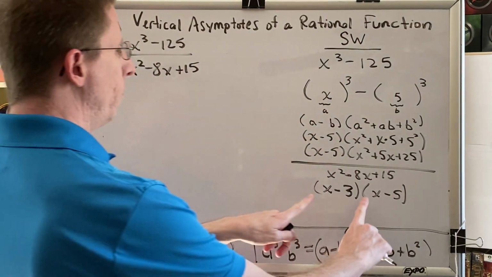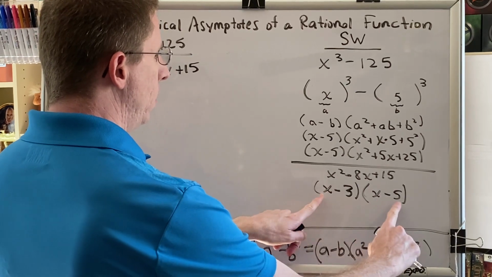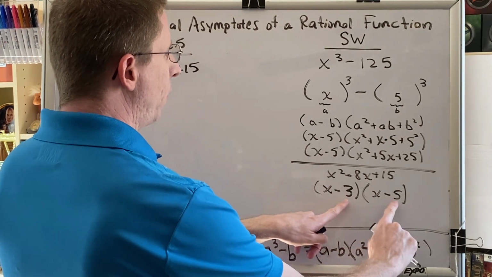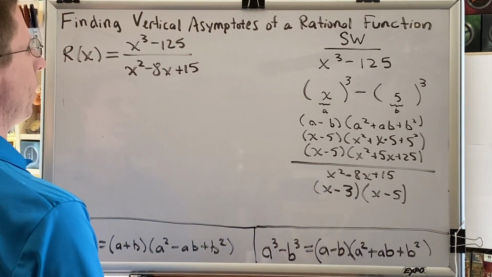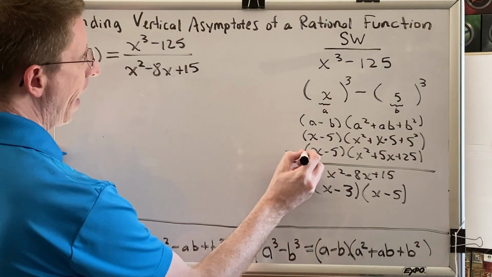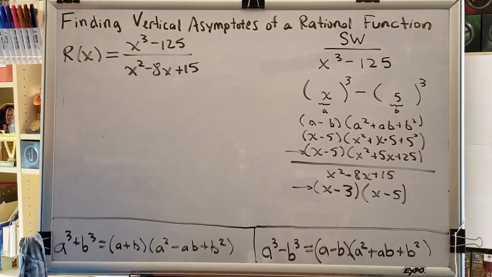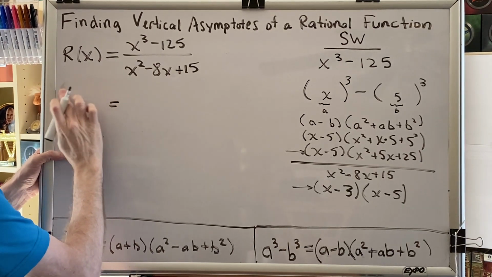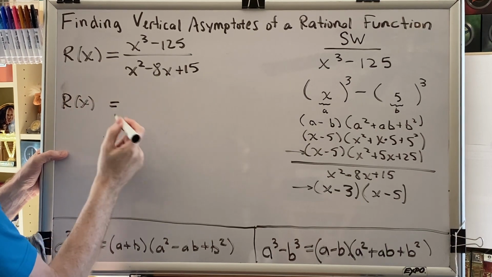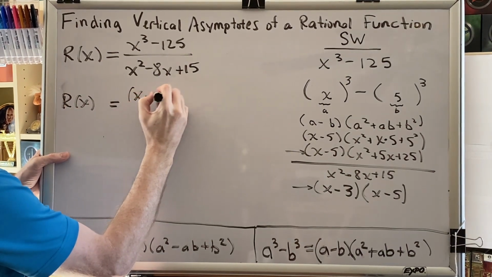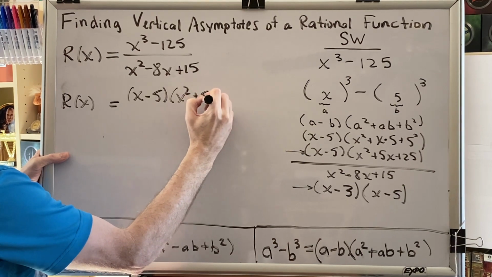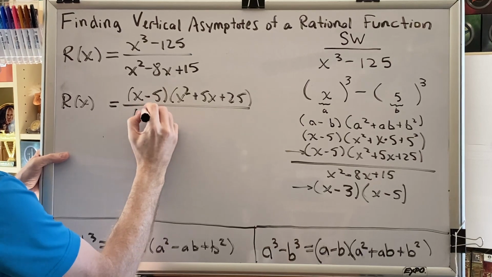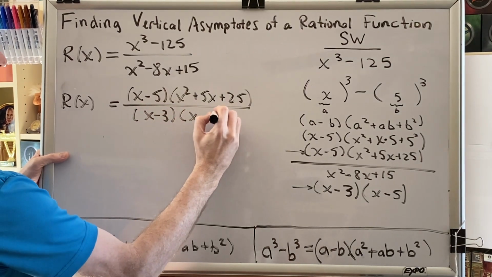You can always check it with FOIL. We've got x times x makes x squared, minus 5x minus 3 more x makes minus 8x, and a negative 3 times a negative 5 makes a positive 15. All right, so now that we have our factored version of the numerator and our factored version of the denominator, we'll come back to our problem, and we're going to rewrite our function here. So r of x will now be rewritten as numerator x minus 5 times x squared plus 5x plus 25. Denominator is rewritten as x minus 3, x minus 5.